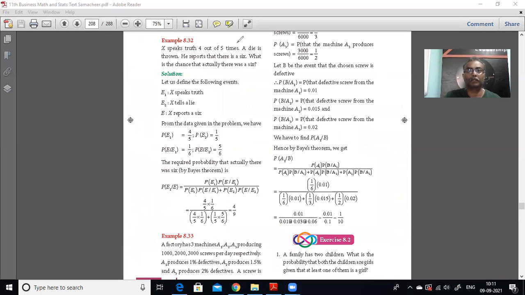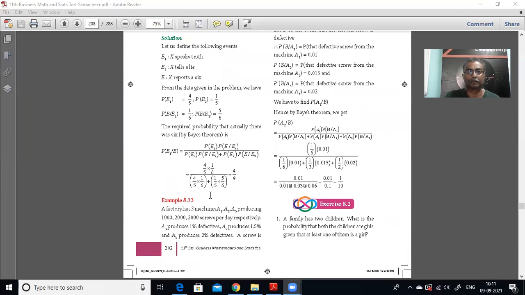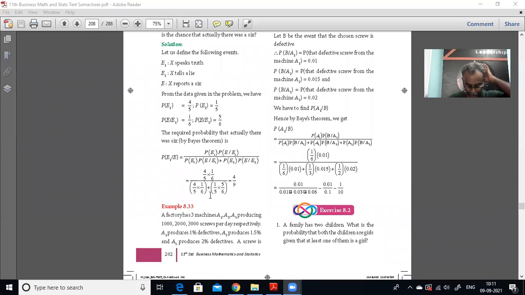Now let us go for a slightly different kind of example. This will be asked in your exam. After this, we go for exercise 8.2.